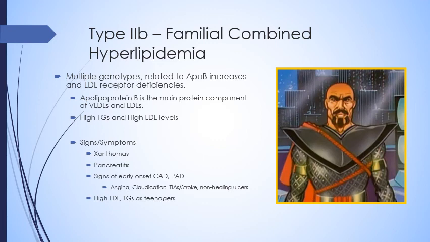So as you would expect, the signs and symptoms of a combined hyperlipidemia are related to signs and symptoms of high triglycerides and high LDLs. So patients can have all those manifestations of xanthomas and pancreatitis. Okay, obviously because of all the things that are going on here, these patients are going to have really early onset coronary artery disease, peripheral artery disease, right, leading to angina, claudication, TIAs, strokes, and they tend to have high LDLs and triglycerides as teenagers. That's when you see these. So it's rare, but you'll definitely see it out there.